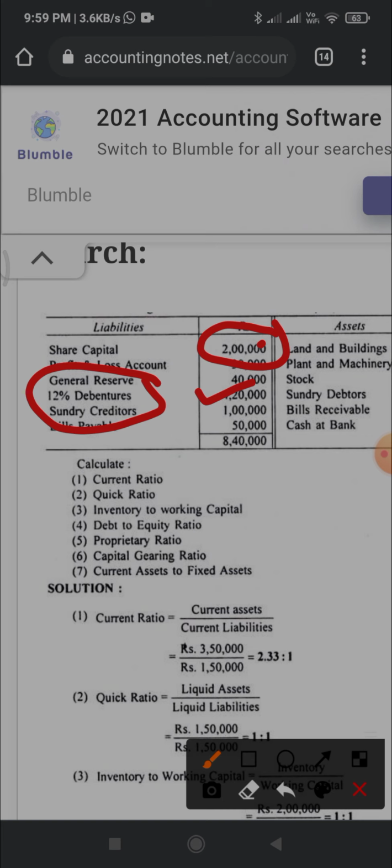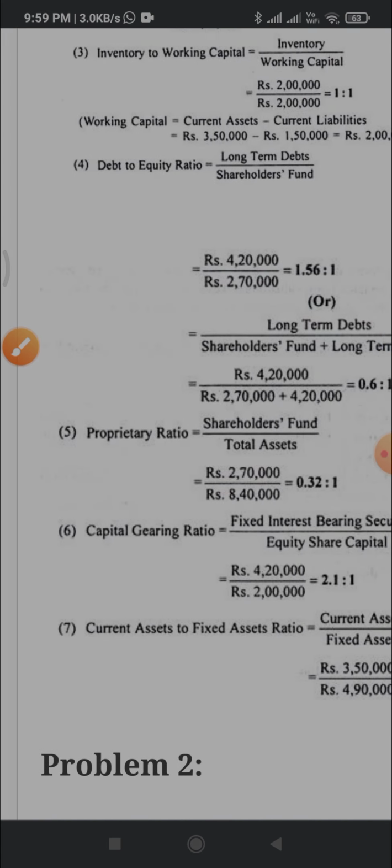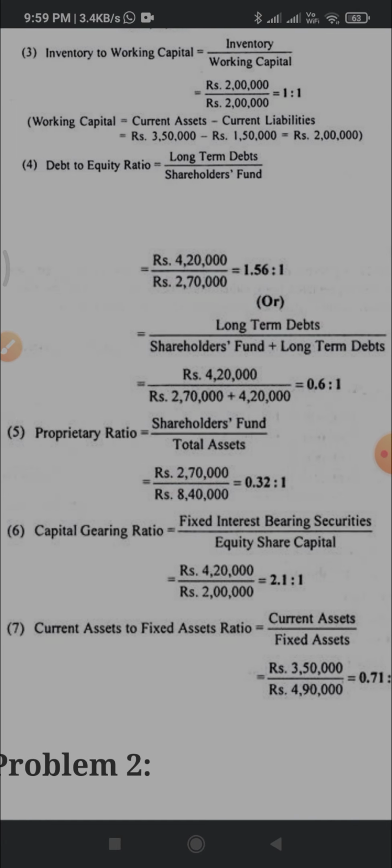Next one, equity share capital you should take as 2 lakh only. Don't consider it as shareholders fund, it's equity share capital they asked. That's why equity share capital is 2 lakh. So here formula is capital gearing ratio equals to fixed interest bearing securities divided by equity share capital. Amount is here now 4,20,000 divided by 2 lakh. The ratio is 2.1:1.